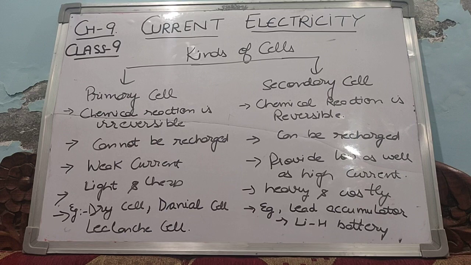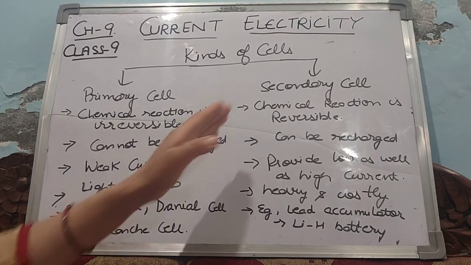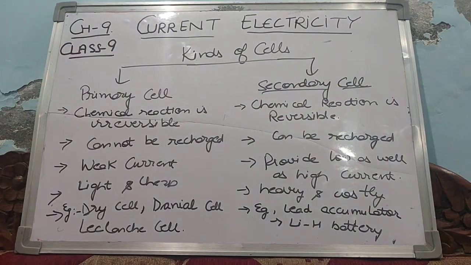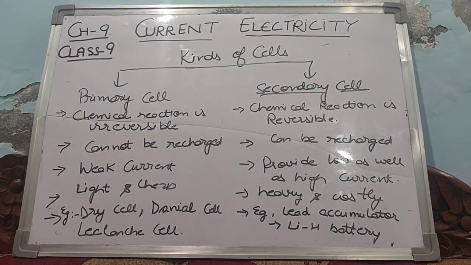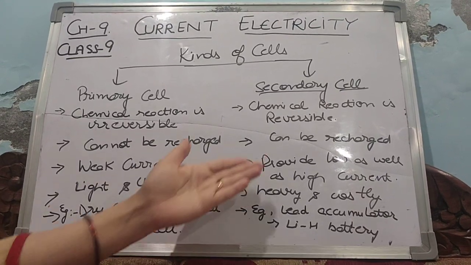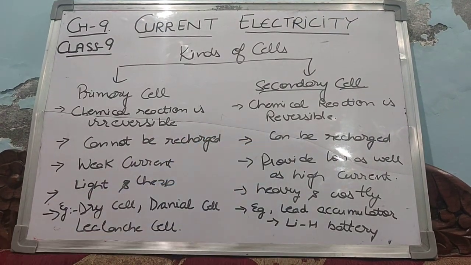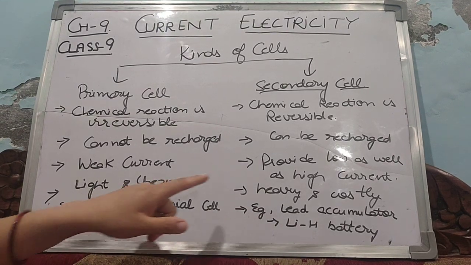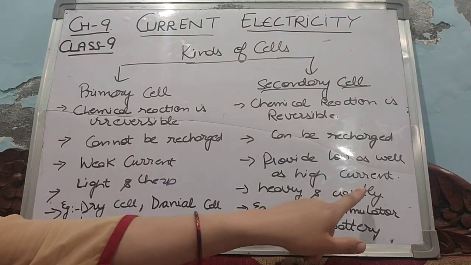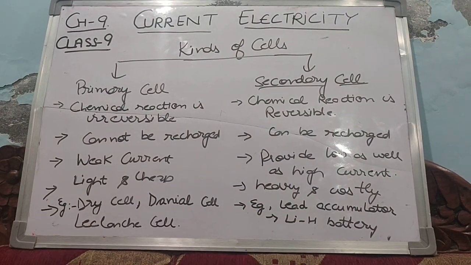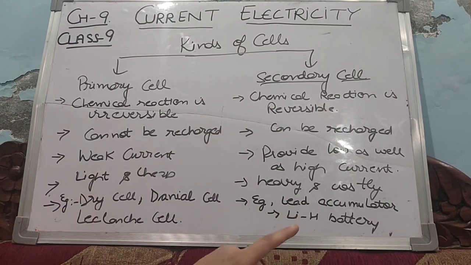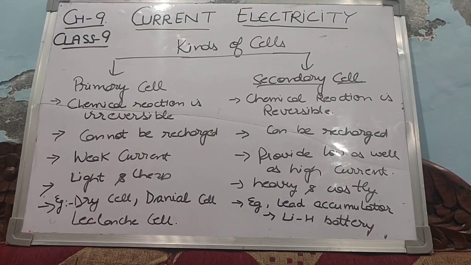Then you have the secondary cell. The second type of cells are secondary cells. Secondary cells are those cells in which the chemical reaction is reversible. That means they can be recharged again and again. They can provide low as well as high current, and they are heavy and costly. Examples of secondary cells are the lead accumulator and the lithium hydrogen battery.